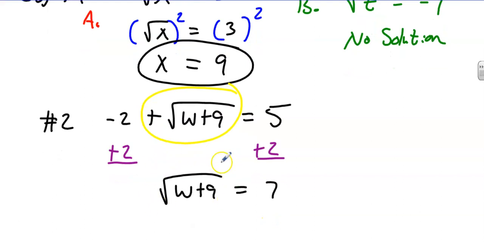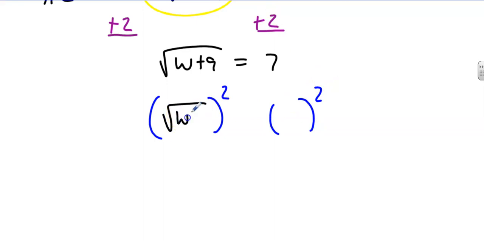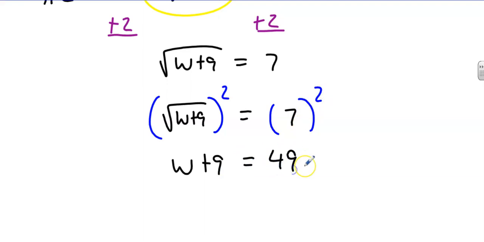Once you've got the square root all by itself, we go back and square both sides. We square the left side and we square the right side. When you square the square root, those two things cancel out, leaving you with w plus 9. 7 squared is 49. From there, just solve this regular equation: subtract 9, and your w would equal 4.